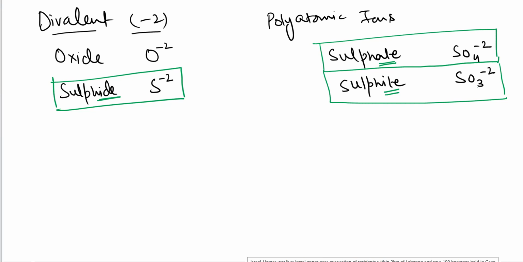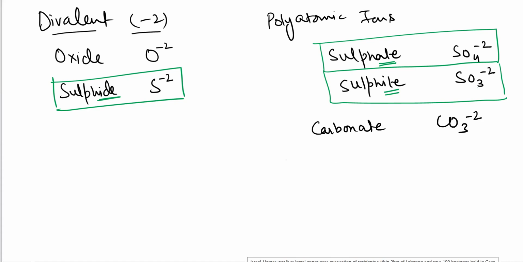The next one is carbonate. Carbonate is CO3 -2. If it is hydrogen carbonate, HCO3, then it is going to have -1, because +1 and -2 together form -1. But if it is only carbonate, then it is -2. And if it is hydrogen carbonate, HCO3, then it is -1. Carbonate is CO3 -2.